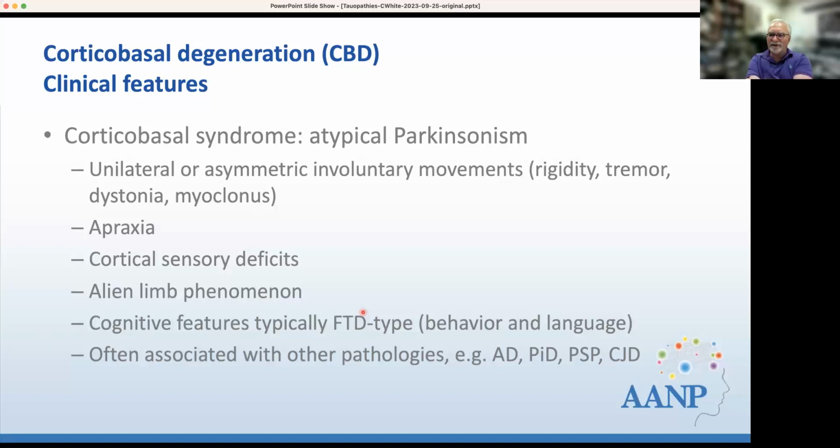Importantly, the cortical basal syndrome is not specific for cortical basal degeneration, the neuropathologic entity, because it can be seen with other pathologies. Strikingly, that includes Alzheimer's disease neuropathology, which sometimes underlies the clinical expression of cortical basal syndrome. As I mentioned, Pick disease, also the next entity we'll discuss, progressive supranuclear palsy, and even CJD can present with the clinical features of cortical basal syndrome.